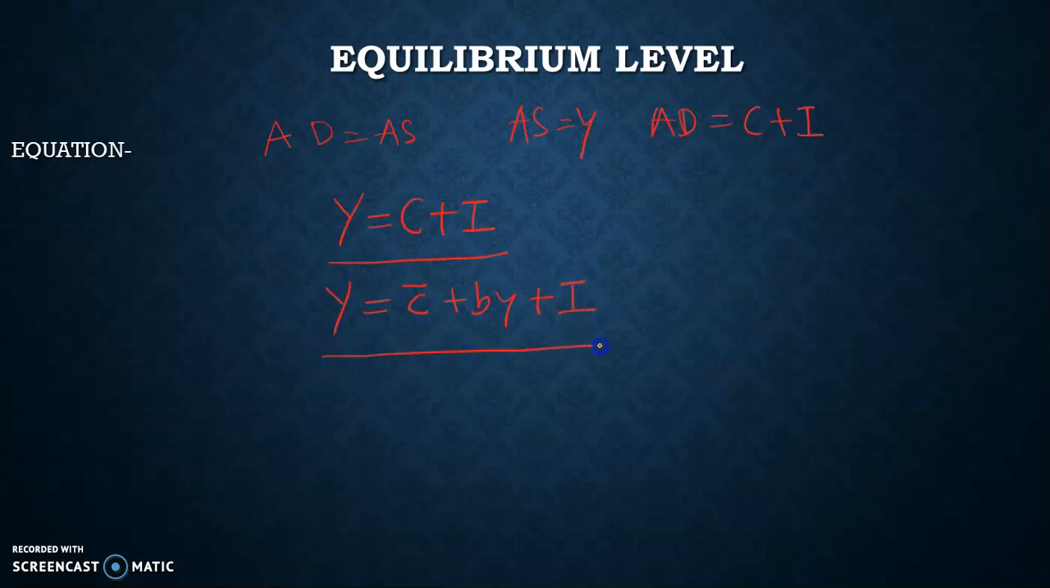Just remember students, for the numerical part of equilibrium, you have to learn this and understand this equation. They can give you anything to be found from this. They can ask you to find the equilibrium level of income, autonomous consumption, MPC or MPS, and autonomous investment or I.